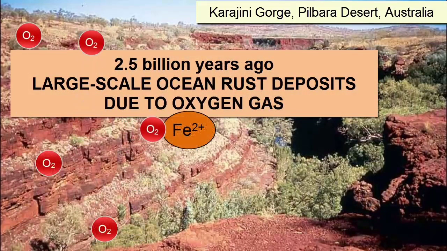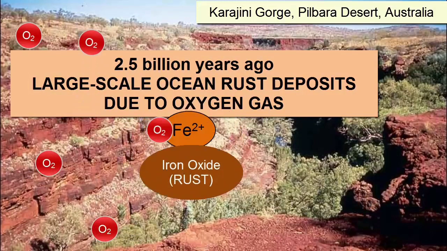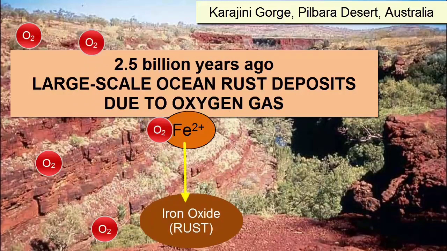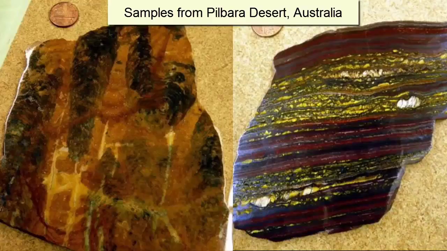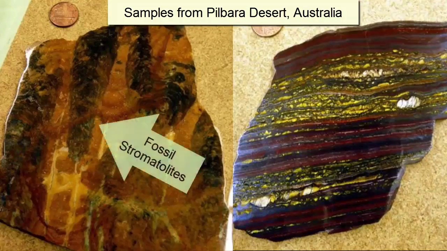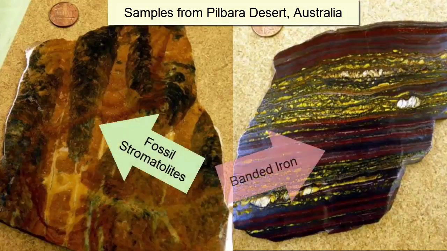These deposits are about 2.5 billion years old and can be found today in the Pilbara region of Western Australia. These rock layers are now the source of the world's largest iron ore mines. Here are two samples from the Pilbara Desert, Australia. On the left you see small fossilized stromatolites, the oxygen producers, and next to it the banded iron.